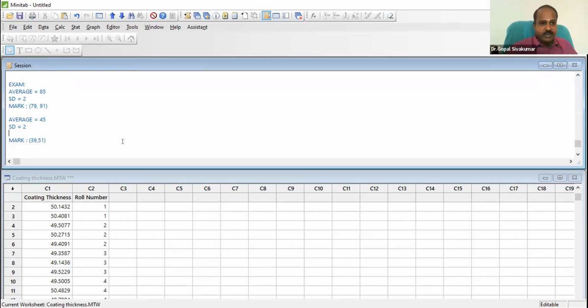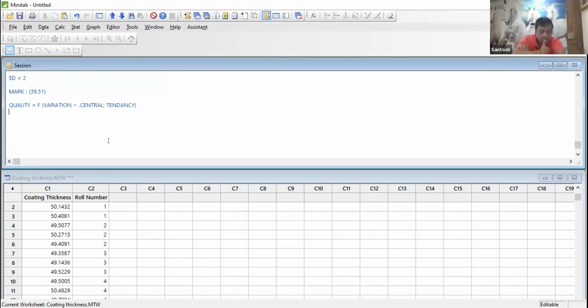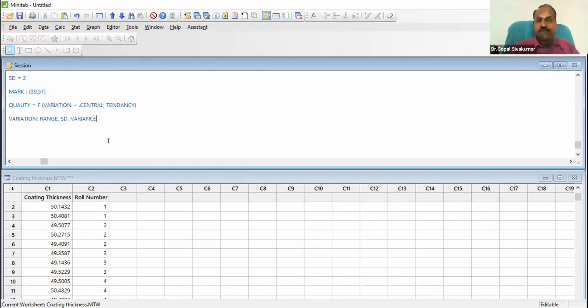So that is why I have given a statistical definition. What is the statistical definition? Quality is a function of variation plus central tendency. Two things, variation plus central tendency. So you should always look at both. Variation, you can see through range, standard deviation, or variance. But central tendency, you can see through average.